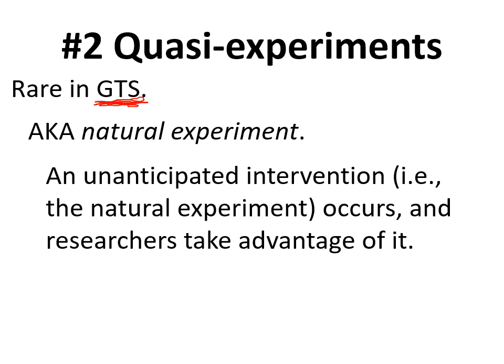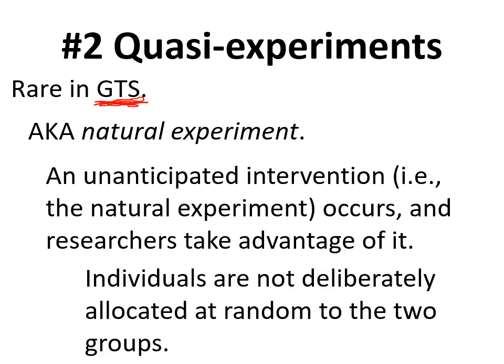And your textbook provides a couple of interesting examples of this, making use of educational interventions that were unplanned. And what happens here that's different from a real experiment or from a true experiment is that individuals are not deliberately allocated at random to the two groups.